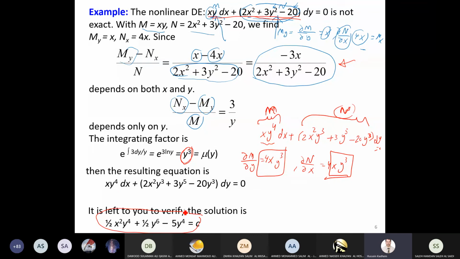I leave the solution for this one to you as an exercise. Try it, you will find it. I think it's easy now because we practiced on exact. Now, just let me summarize. The main point discussed today is how we find the integrating factor, which when we multiply the non-exact equation, it becomes exact and we can solve it.